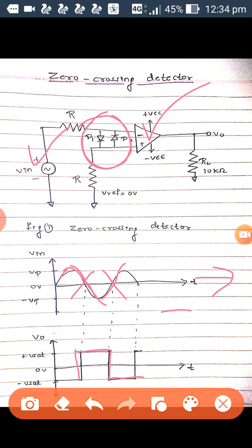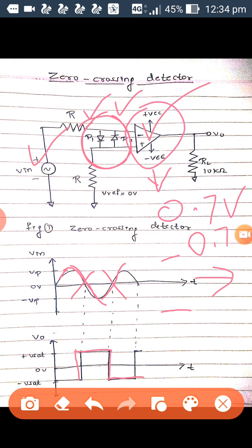By what means will it be doing this? The diodes will have their voltage drops. By dropping this much voltage here, that is 0.7 volts or minus 0.7 volts, they will protect the operational amplifier. They will act as clamping diodes. They are protecting diodes or clamping diodes. They will protect the operational amplifier from the excessive input voltage. It is like this the zero crossing detector will be working.